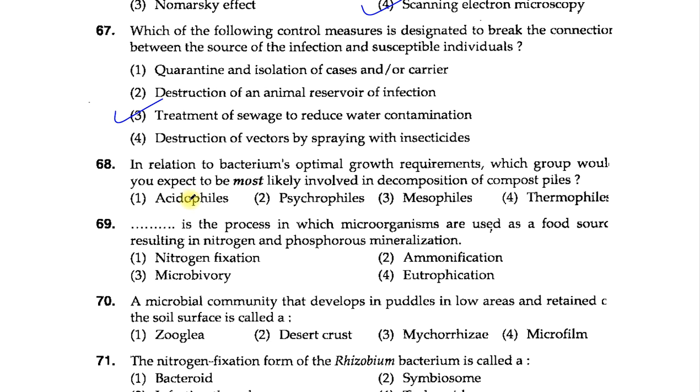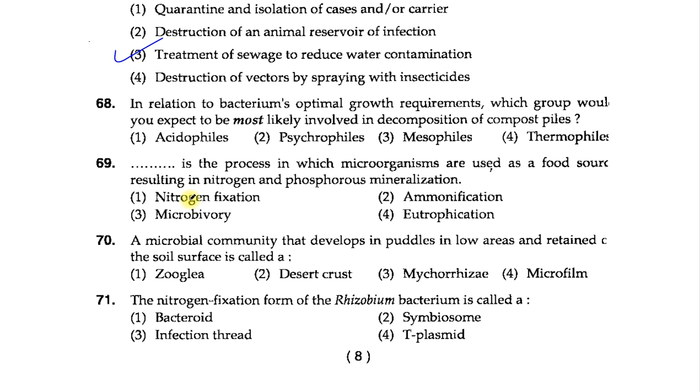Question 68. In relation to bacterium's optimal growth requirements, which group would you expect to be most likely involved in decomposition of compost piles? 1. Acidophile, 2. Psychrophile, 3. Mesophile, and 4. Thermophile. The option 3, mesophile, is correct. The mesophiles initiate the compost formation in the compost piles, and they are the most efficient in the compost preparation. Then these are taken over by thermophiles.